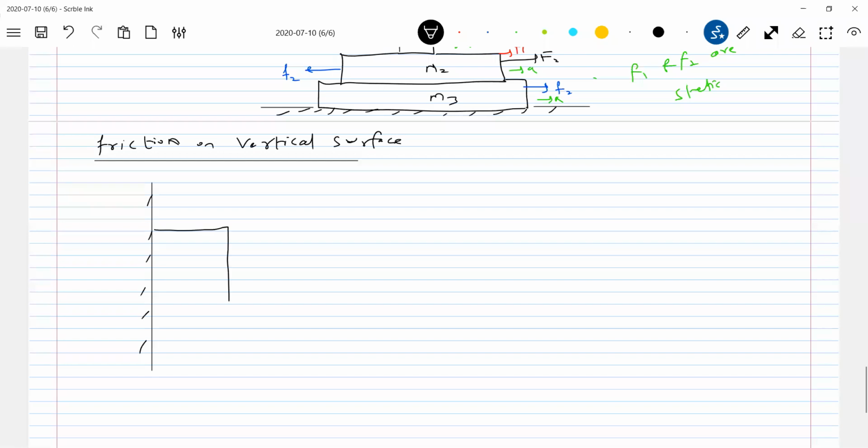Basic one. There's a block. That surface is rough. Now I'll apply a horizontal force. I'll press the block against the wall.